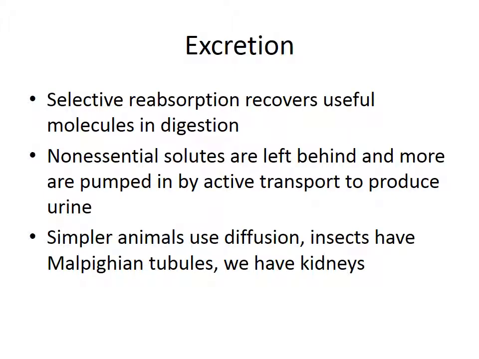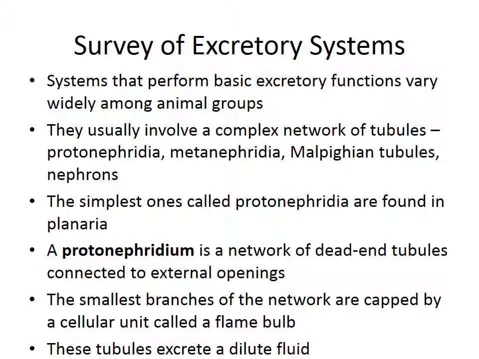Selective reabsorption recovers useful molecules in digestion. Non-essential solutes are left behind and more are pumped in by active transport to produce urine. Simpler animals use diffusion. Insects have Malpighian tubules, and we have kidneys. Since this is a course on biology, we're not going to just look at ours, but we're going to do a little survey of other systems in lower animals, and then we will marvel and see how close it is to us. And we will see that ours are more complex and more refined.